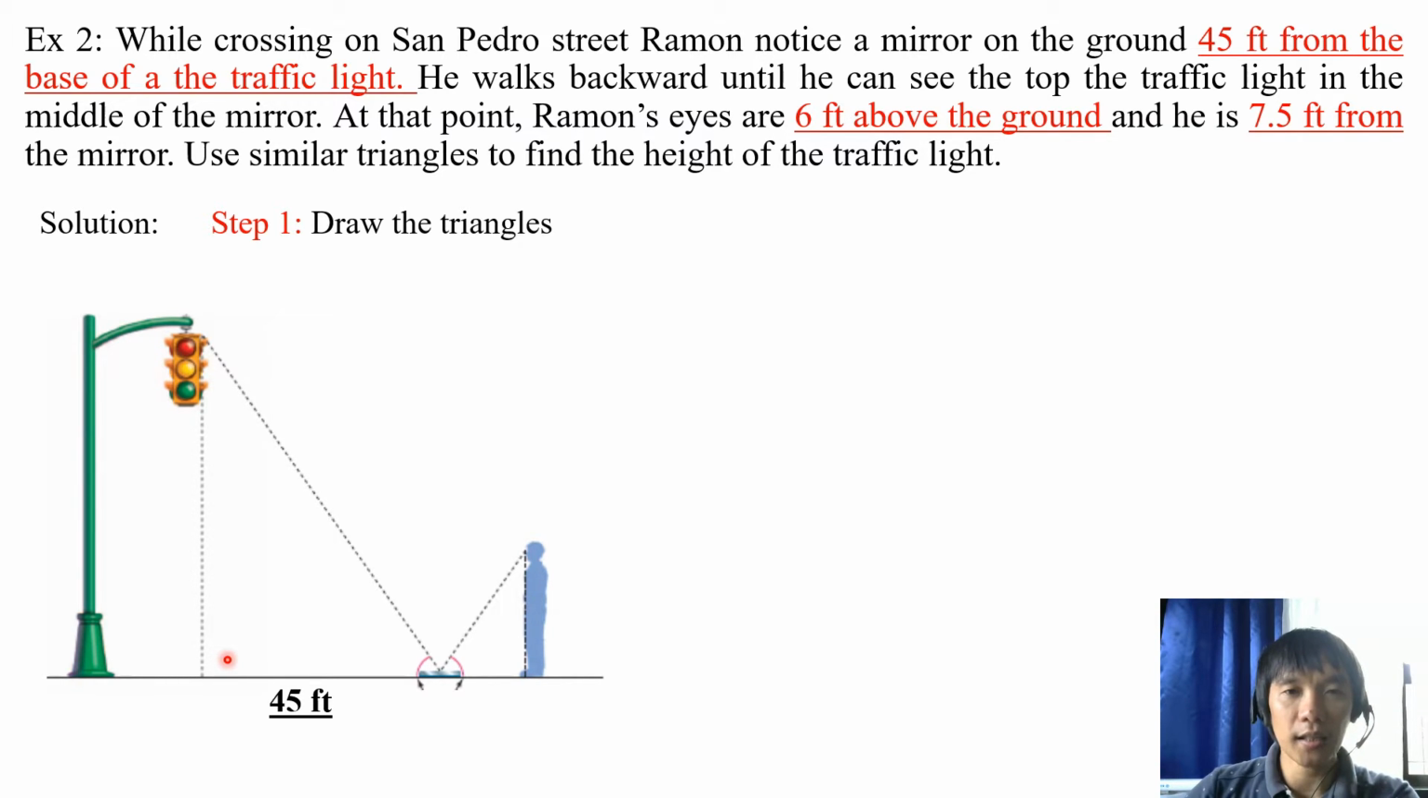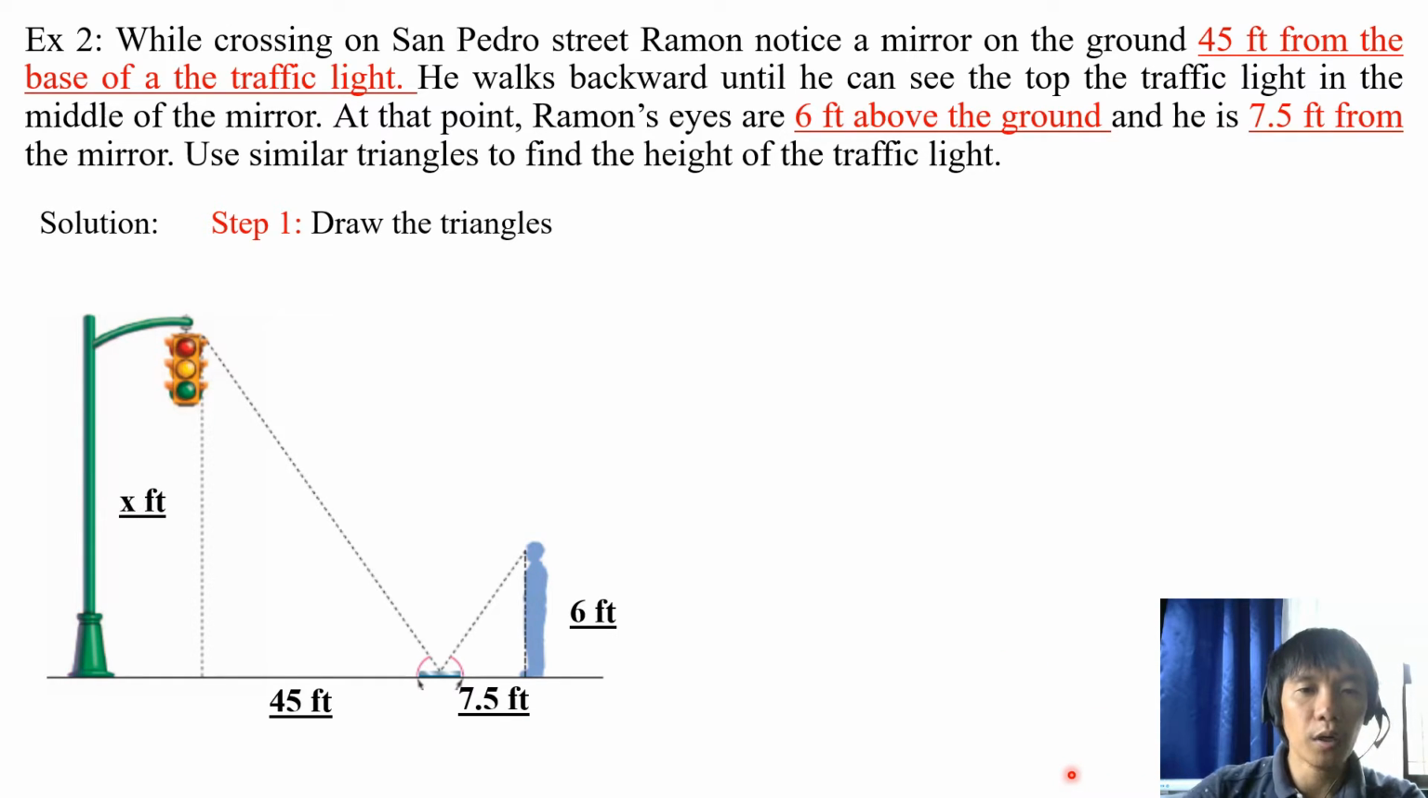The next clue is that Ramon's eyes are 6 feet above the ground. So from here up to here is 6 feet. And the next clue is he is 7.5 feet from the mirror. So from this mirror to his position, that is 7.5 feet.